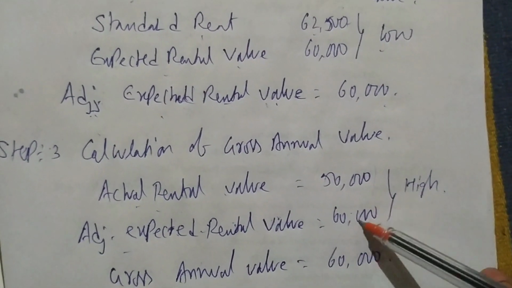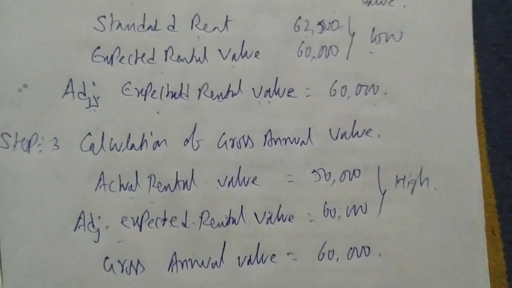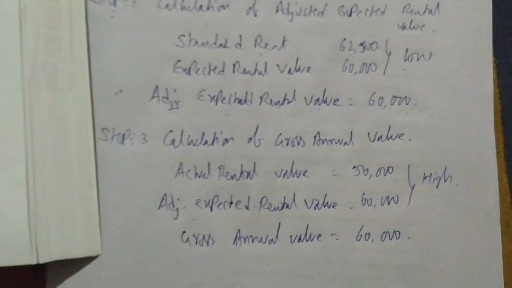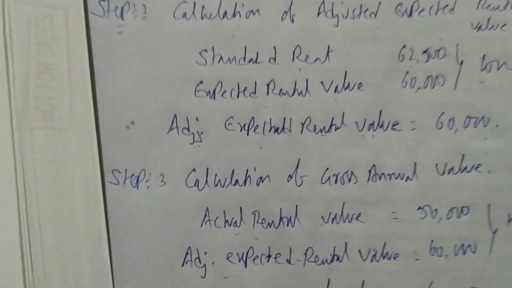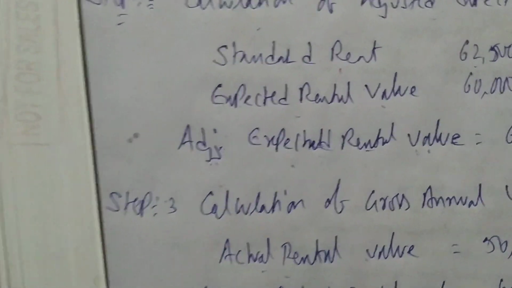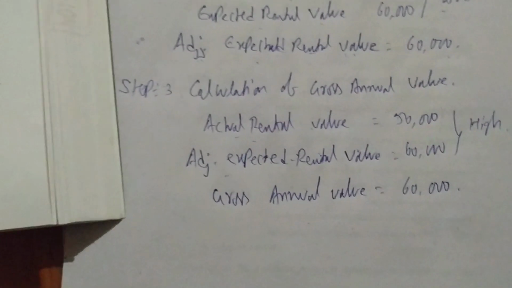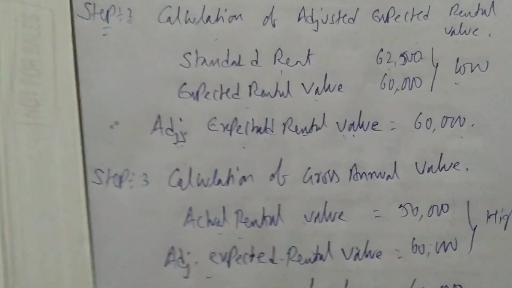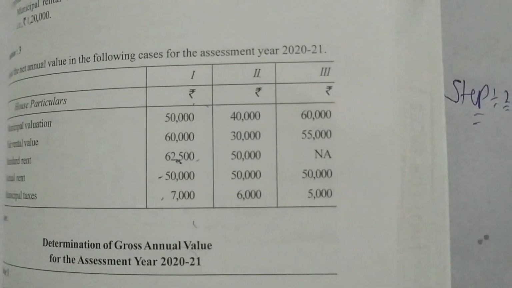Whichever is highest will be called as what? Gross annual value. So like this you have to solve. First you should know how to find gross annual value. Okay. When you know how to find out gross annual value, it is very easy. Solve the problem. Okay. Chaliye. Next we'll do for house 2 and house 3.